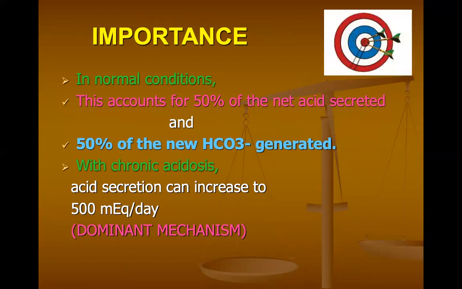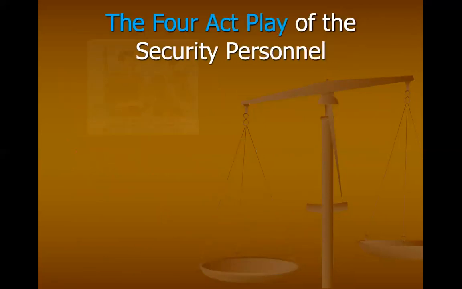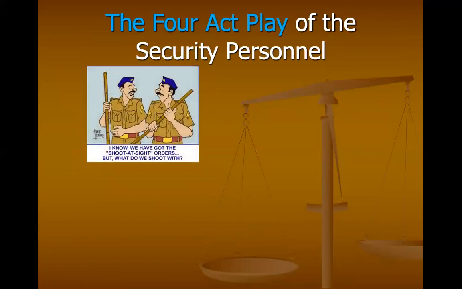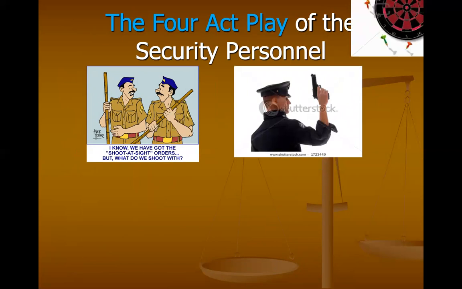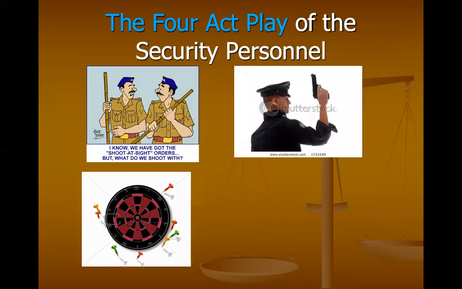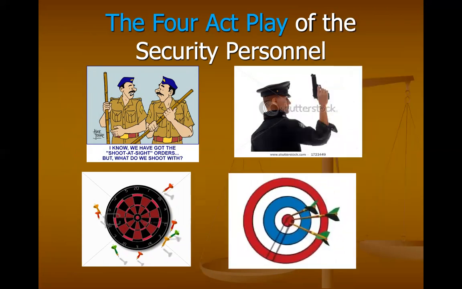So for acid-base balance by the kidney, remember the 4-act play. Security personnel without a gun, with lathis only; the security personnel with a gun, that is the intercalated cell; the phosphate buffer system that is still not hitting the bullseye; and the ammonia buffer system which hits the bullseye.